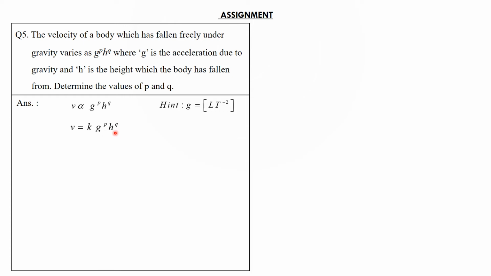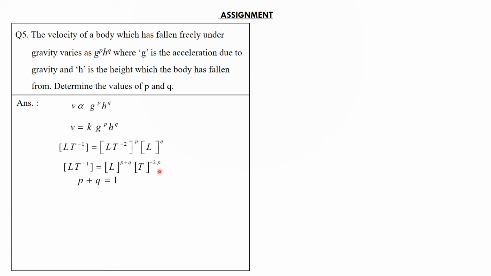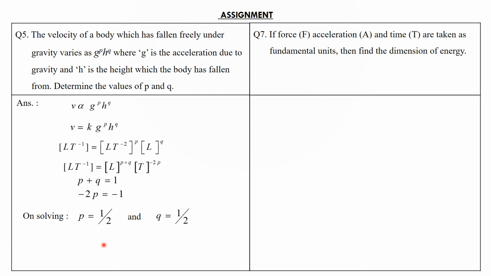Now the dimensions for g are LT minus 2. So let us put the dimensions of v, g, and h. Now what can we say? LT minus 1 is equal to L to the power of p plus q and T to the power of minus 2p. Comparing both sides, we can say p plus q is equal to 1 and minus 2p is equal to minus 1. So on solving, we get p is equal to 1 by 2 and q is equal to 1 by 2.